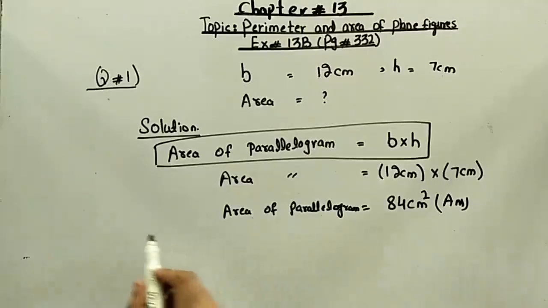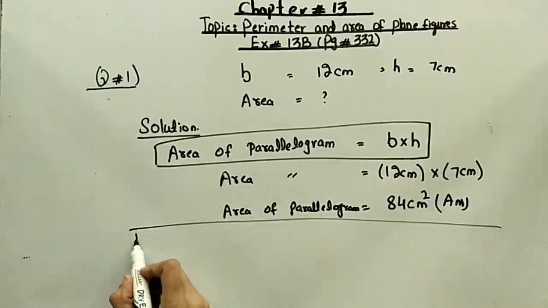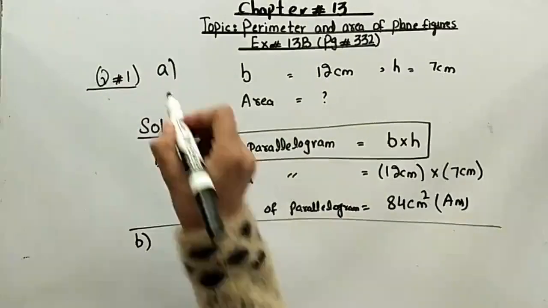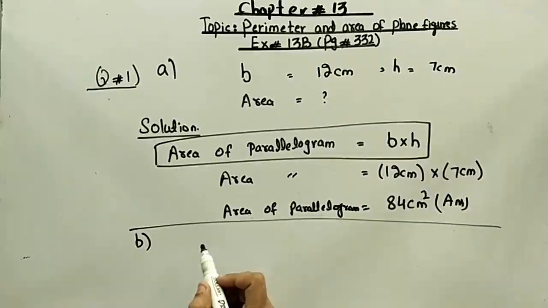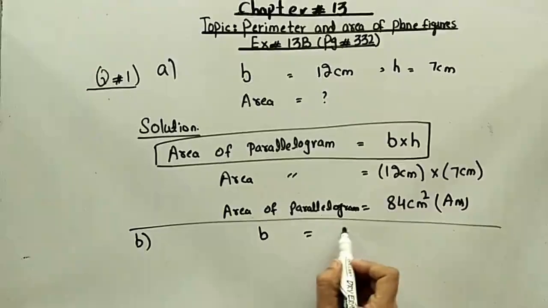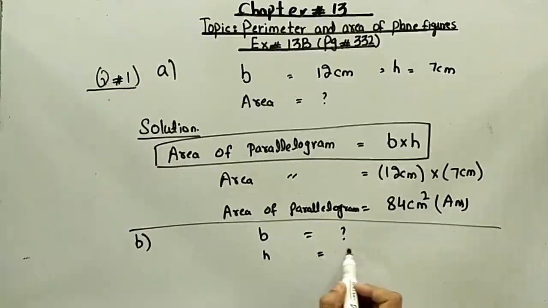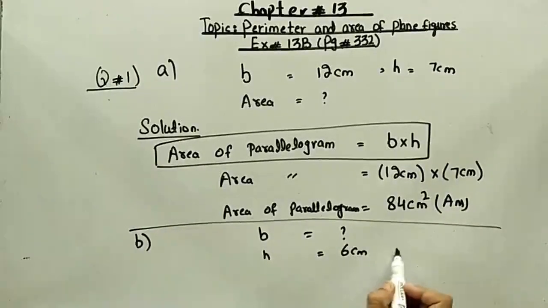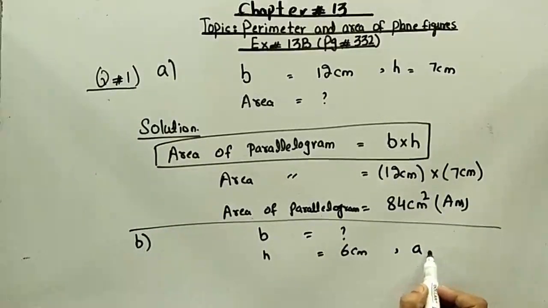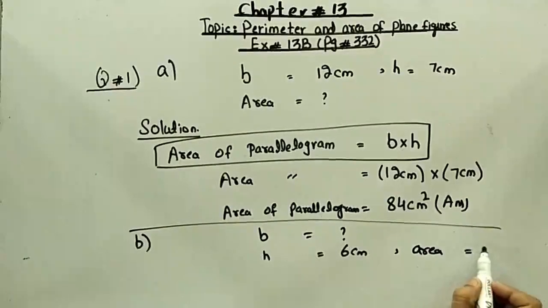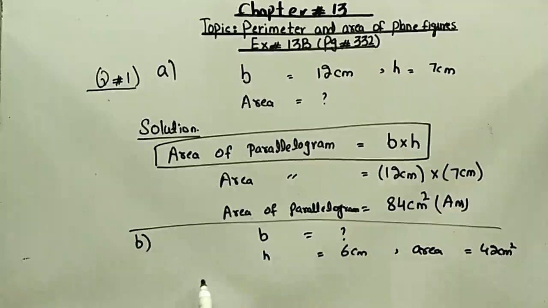And in second part, B part, that was A part. B part, base will be found when height is equal to 6 centimeter and given area is equal to 42 centimeters square. Then what will be the base?